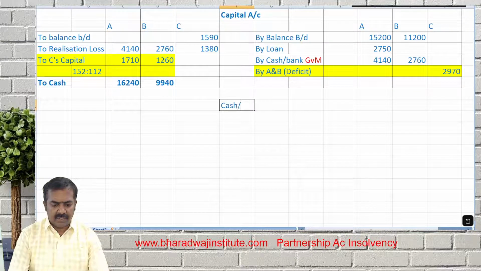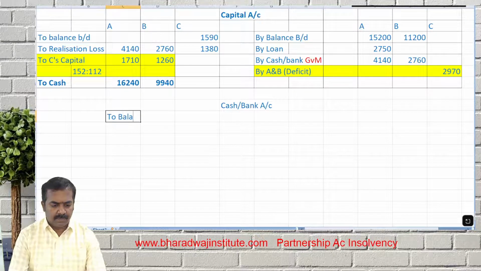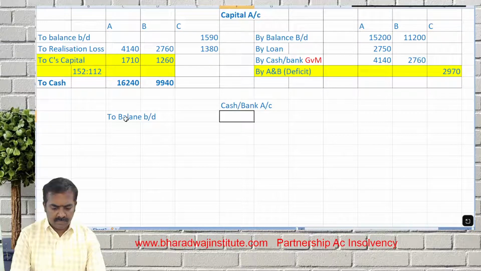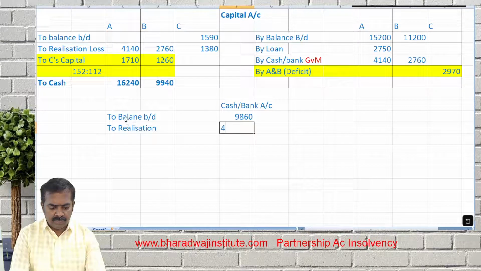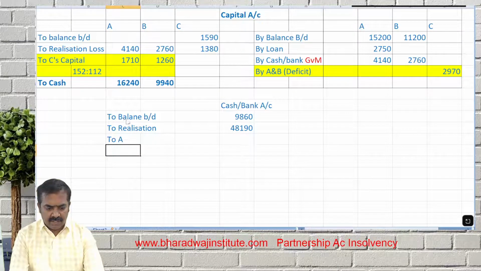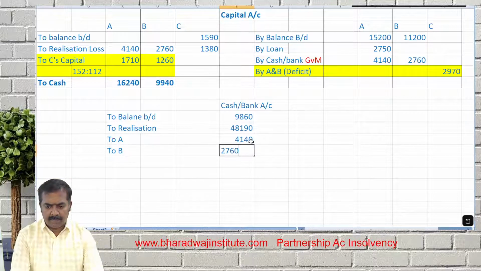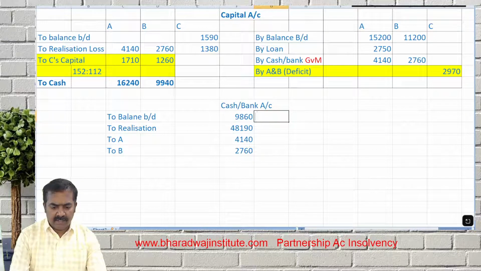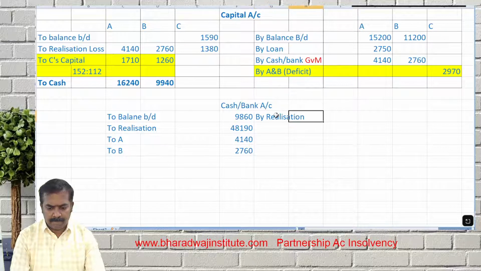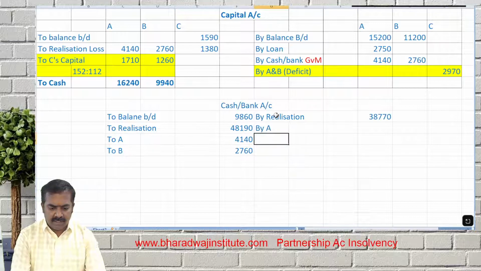Let's verify with cash or bank account. To balance brought down. How much? 9860. Then to realization 48,190. Who are the partners? A and B. How much is brought in? By realization 38,770 by A, by B.